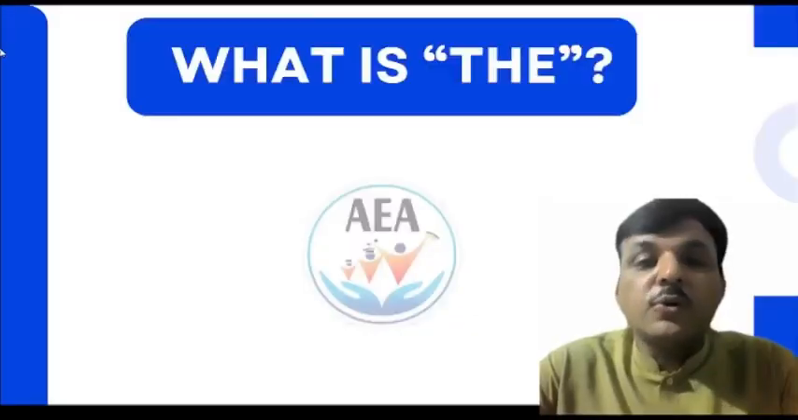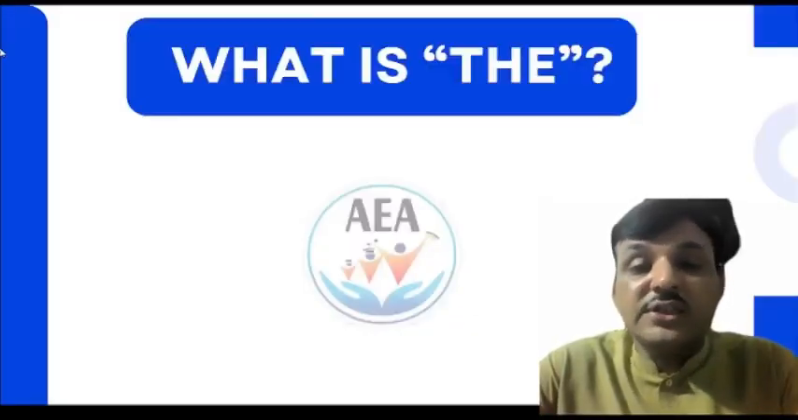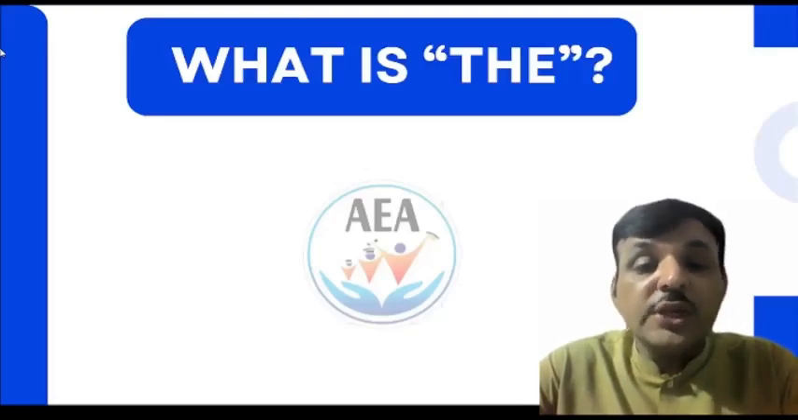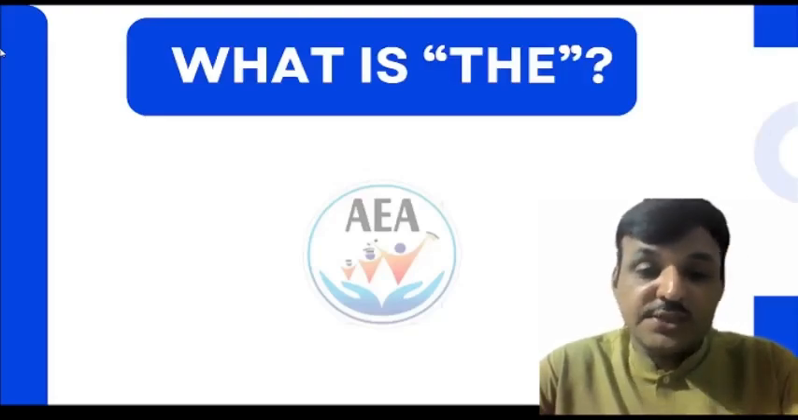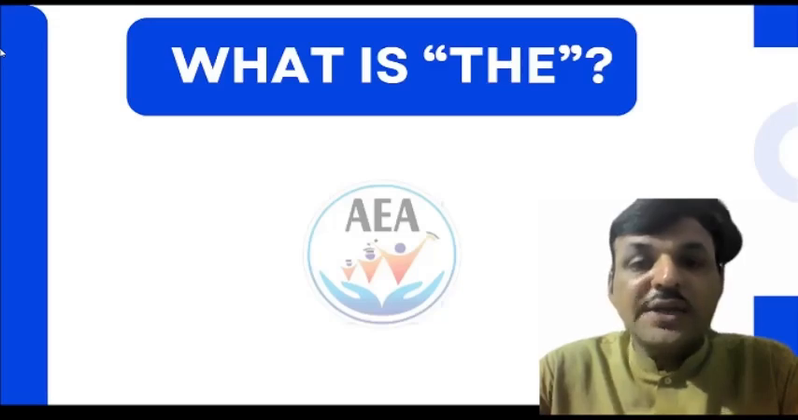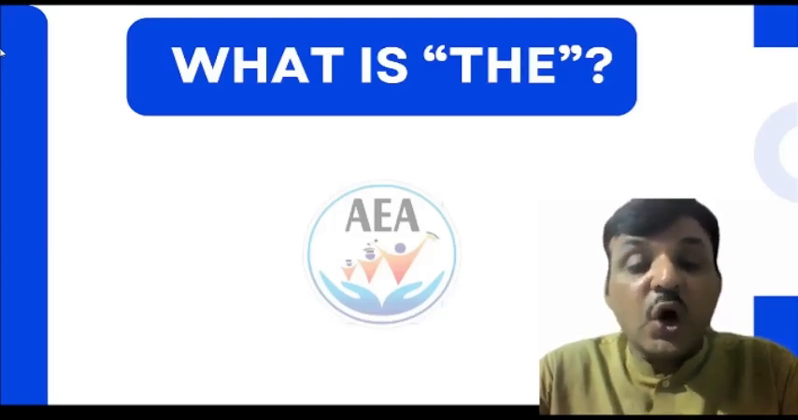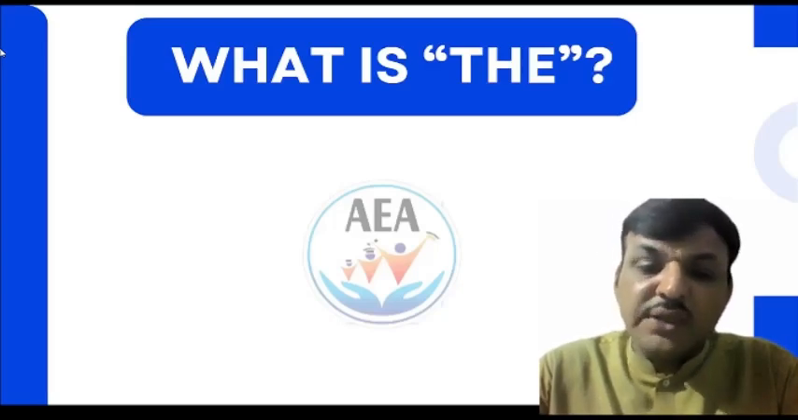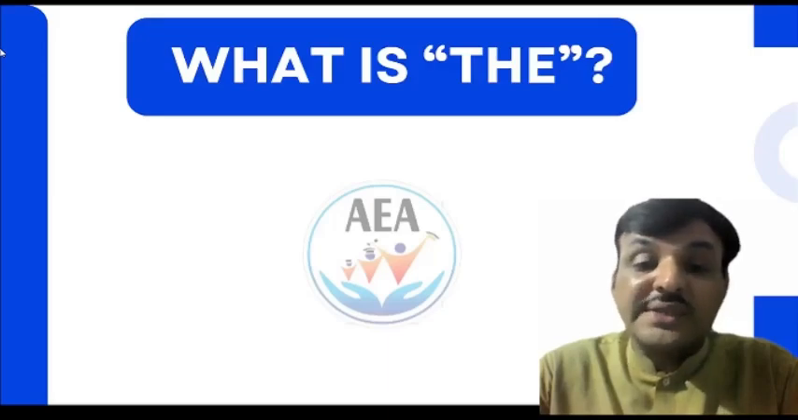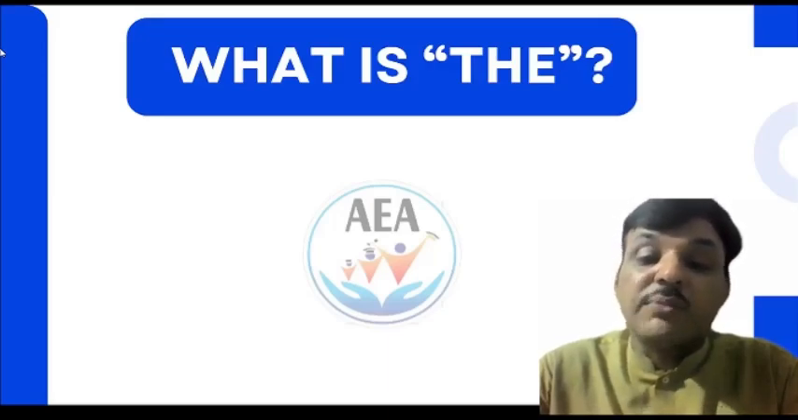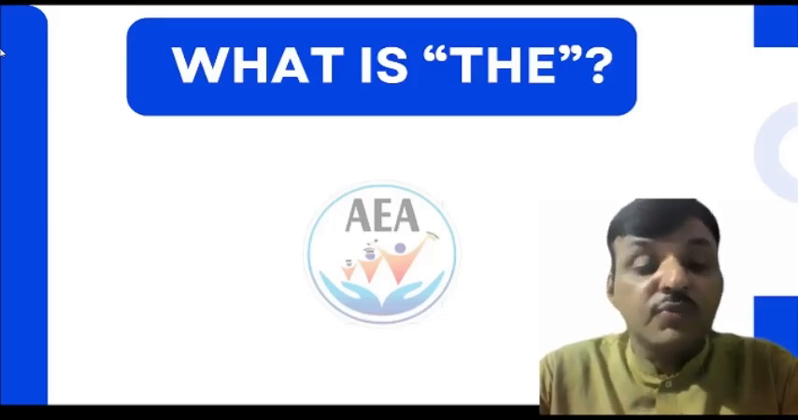Before learning about the use of the article in English, we need to know what "the" is. In English, "the" is called the definite article because it talks about a specific noun, person, place, or thing. Definite means something clear or exact. So a definite article points to something special or already known.